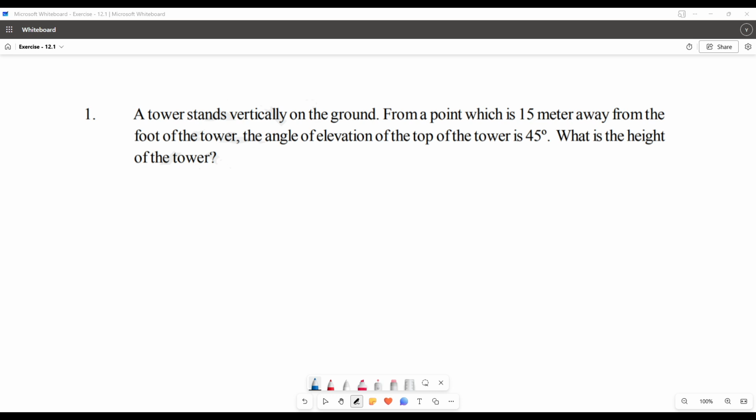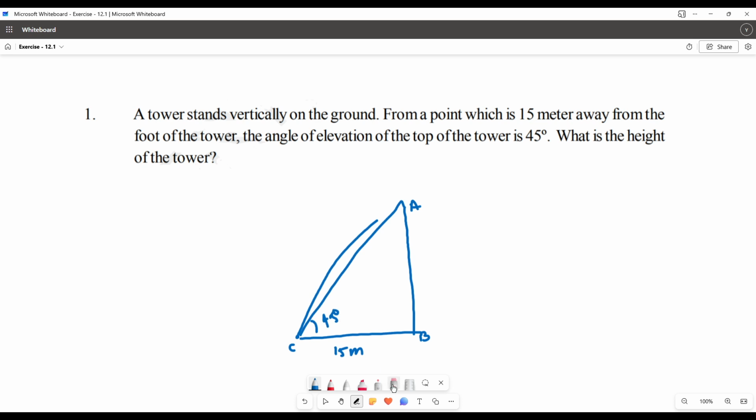So let's draw a tower first. Let's assume this is the tower, and let the tower be AB. He's saying a point which is 15 meters away from the foot of the tower. So let this be the point which is 15 meters away from the foot of the tower. Let this be C, and from this point the angle of elevation of the top of the tower is 45 degrees. So let this be the angle of elevation. So this 45 degrees is the angle of elevation.